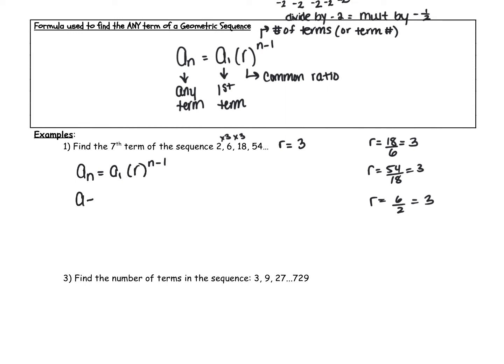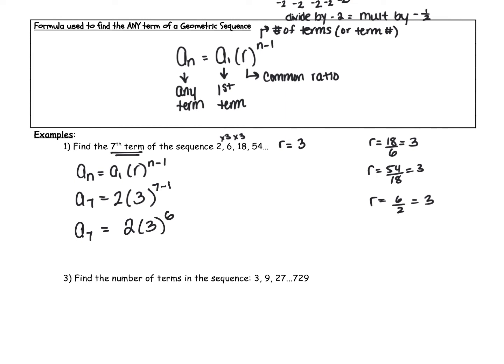A sub 7 is how we write the 7th term. So since I let n equal 7 here, I have to let n equal 7 there. So a sub 1 is 2. My common ratio we found is 3. And then my n minus 1, since n was 7, n is 7 here. So 7 minus 1 is 6. So a sub 7 equals 2 times 3 to the 6th power.